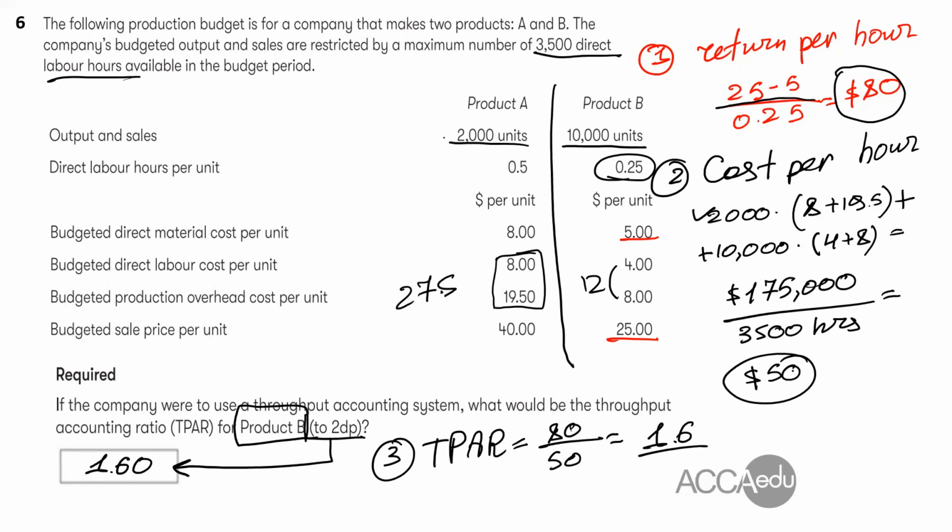So we divide return per hour by cost per hour to come up with throughput accounting ratio. So we divide 80 by 50. Our throughput accounting ratio is going to be 1.60. It's actually 1.6, but to 2 decimal places, let me just be super clear and super correct and add a 0, which doesn't add value, but which conforms to the requirements.